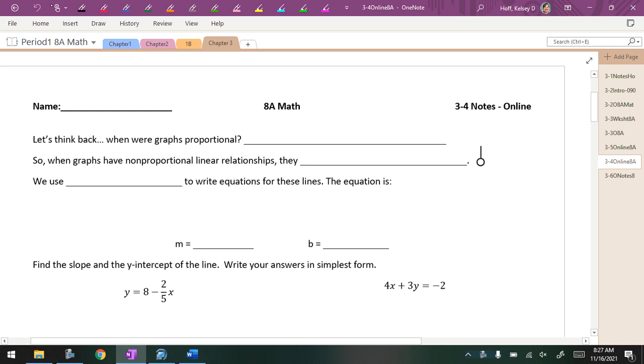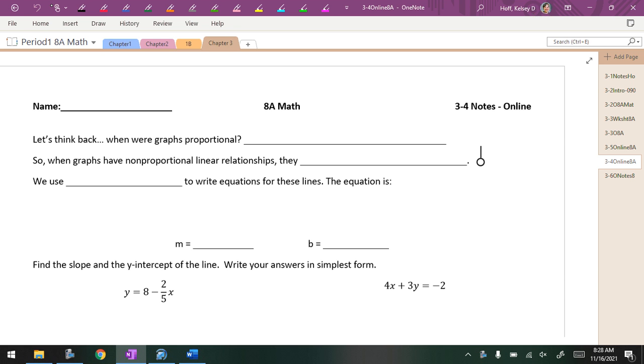Graphing intercepts. Remember, we always had an x-intercept and a y-intercept. So we found those places where our line crossed. What do you remember from yesterday? What do you know about every x-intercept? Jack? 0. Y is 0. What do you know about every y-intercept?